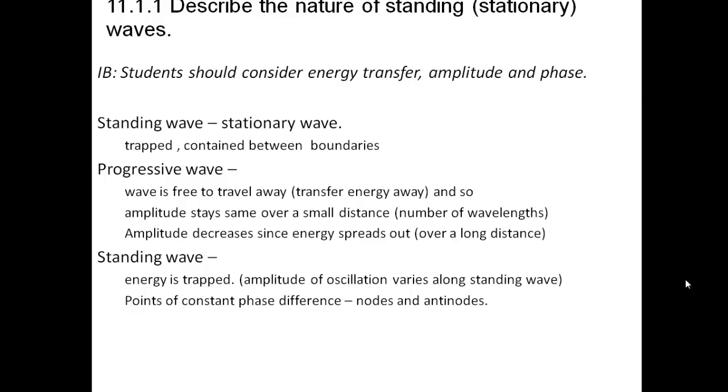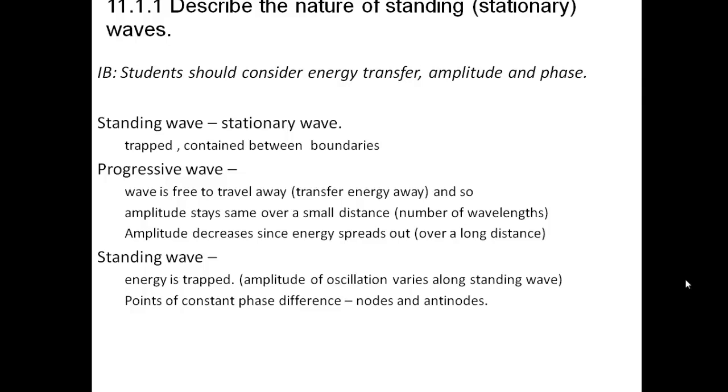I've already mentioned that the amplitude of the oscillation varies along the standing wave with its nodes and antinodes. And that the nodes and the antinodes show where there is a constant phase difference. For example, where there's an antinode, where there's a large amplitude, this is where one crest from one wave meets the crest from another, or a trough meets a trough. So you get constant constructive interference.